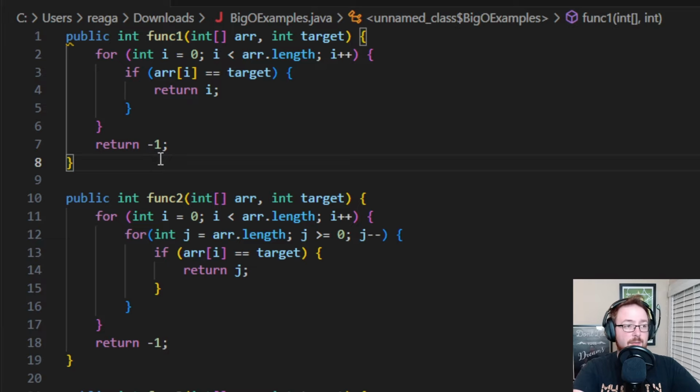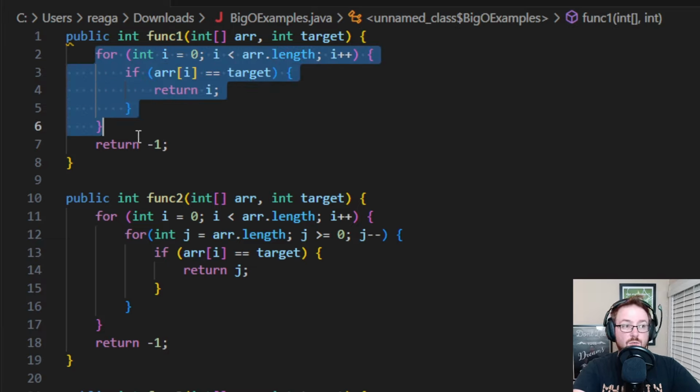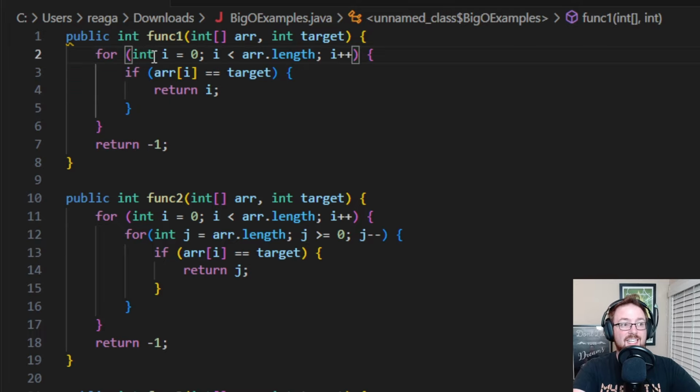So whenever I'm calculating big O, the very first thing I look at is the loops. You can already see this is a for loop, and it's just one for loop. So most likely it's going to be big O of n because of the single for loop. But the main thing to look for is, does it hit every single element of the array once?